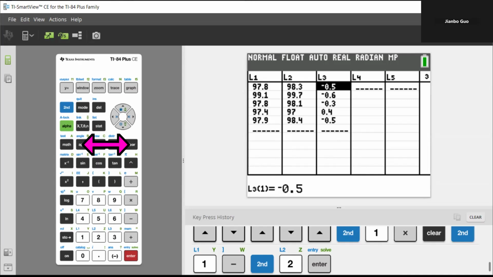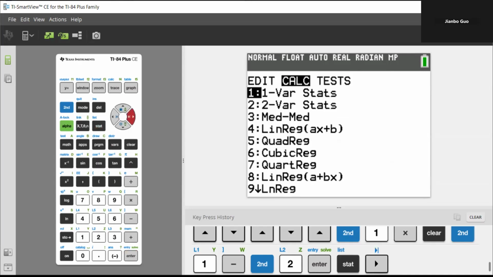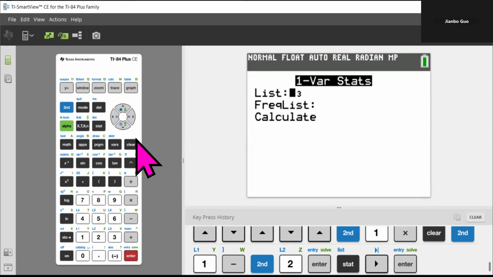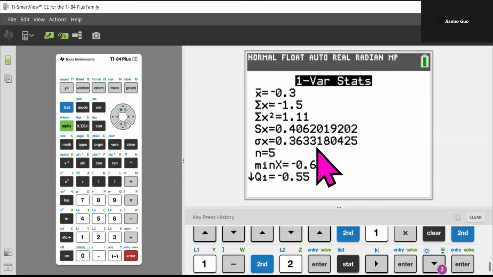Okay, so now we go to stat, calc, 1 variable stats, and we enter L3 because D1, D2, D3, D4, D5 are in L3. Remember, we are done with L1, L2 once we have the difference of the 2 lists, right? And the frequency, we do not have a frequency list, and we calculate. And this will tell you the mean and the standard deviation. The mean, negative 0.3, is the D bar. Using different notation, S sub D is the sample standard deviation, 0.406 and so on.